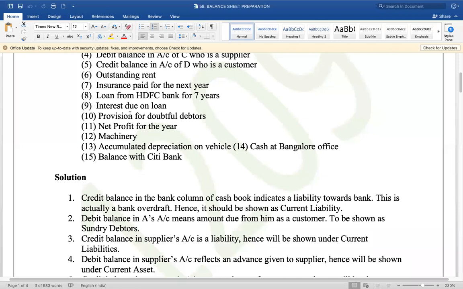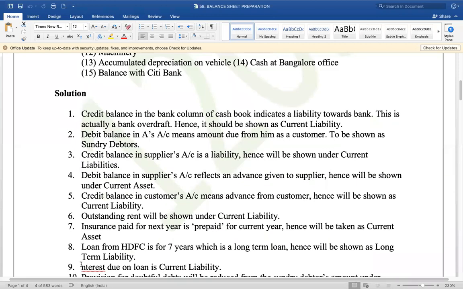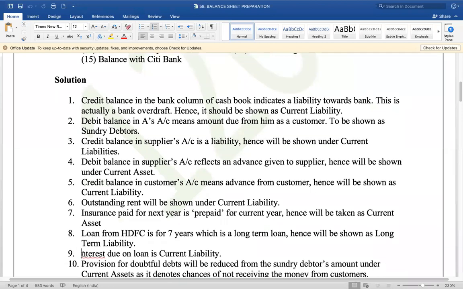Interest due on loan. Okay. Interest due on loan, number 9. Interest due on loan is the obligation which you have to fulfill. That's a current liability. Okay.